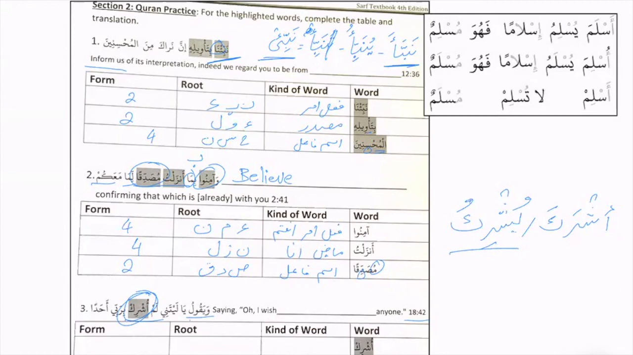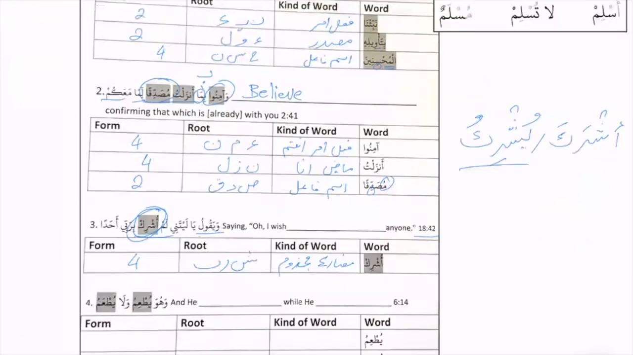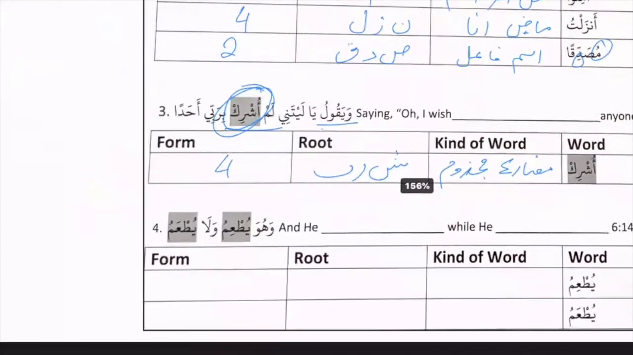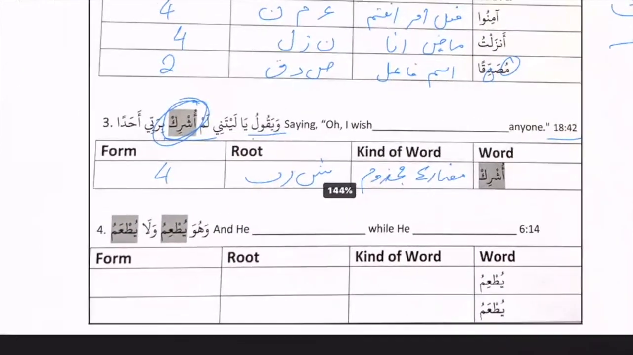So ushrik, what we need to say over here, this is mudari'a and majzoom, right? And root letter is sheen, ra, and kaf. And what is the family? Family 4. Clear? Okay, then over here, very interesting verse.